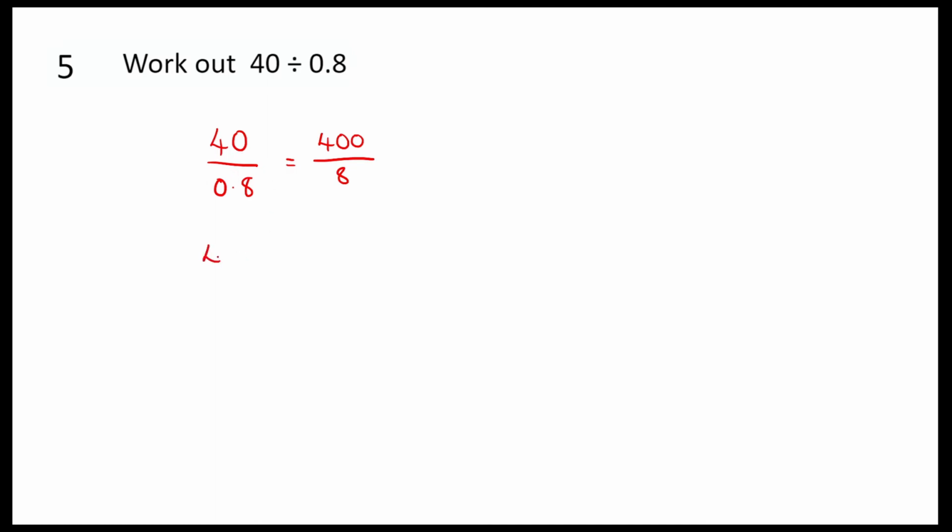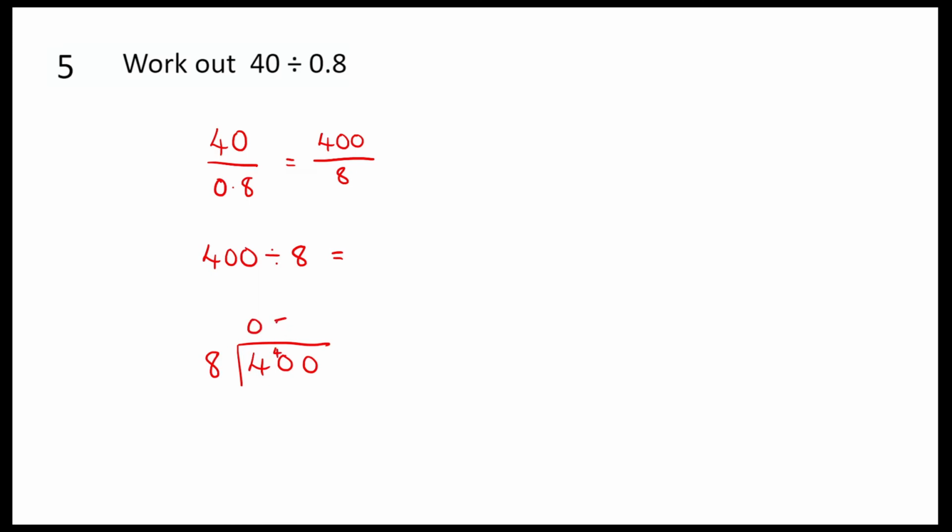So all we need to do now is work out what 400 divided by 8 is. Now if you're struggling with that, remember you can always use your bus stop method, with an 8 on the outside and 400 inside. 4 divided by 8 is 0, remainder 4.